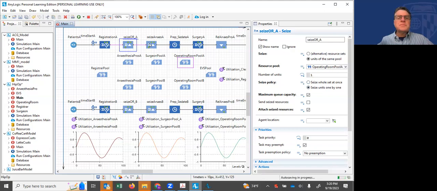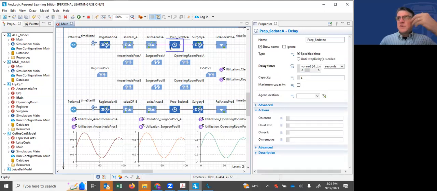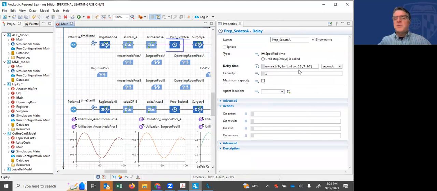All right, so this patient then grabs one OR, then grabs an anesthesiologist. So you have to wait for each, and we're attaching that also. All right, there's an attachment. This is one of the debugging issues that I've had with this model. All right, then the patient is going to go through the prep, the consent, anesthesia consent prep, and gets sedated, and that takes place in a mean of 25 minutes with a standard deviation of 7.07.